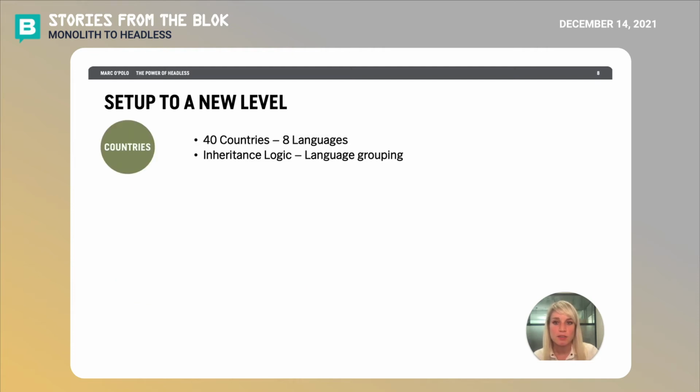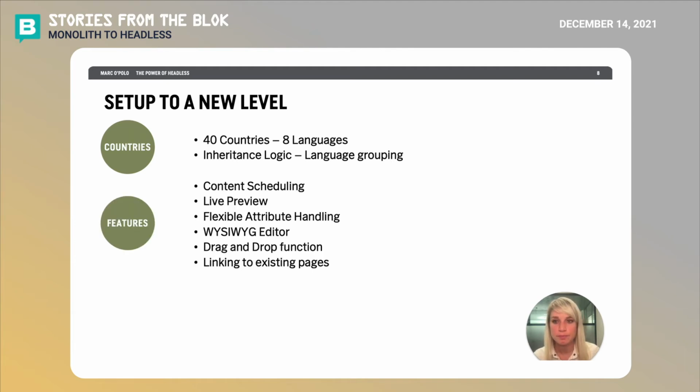So then into the project, here a few requirements that we listed down for a CMS. For example, Marc O'Polo online shop is represented in 40 countries and 8 languages. This is kind of a lot if you don't have too many people to maintain it. You need to have a smart setup, how to maintain it. So you need an inheritance logic and a proper language grouping, so we don't do things double.